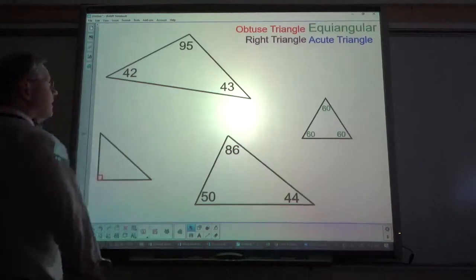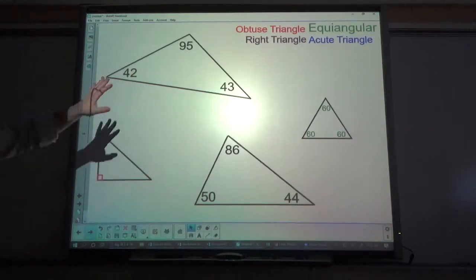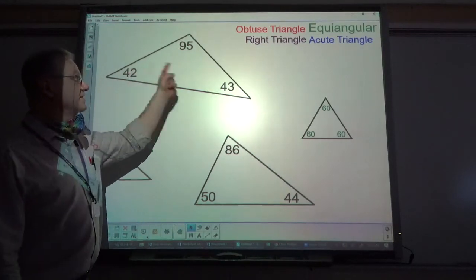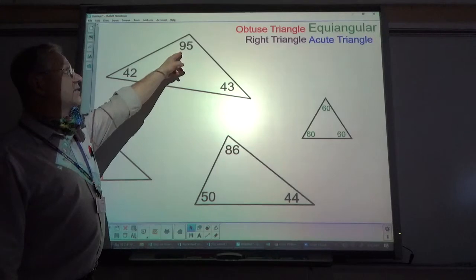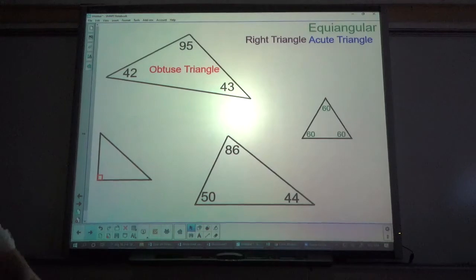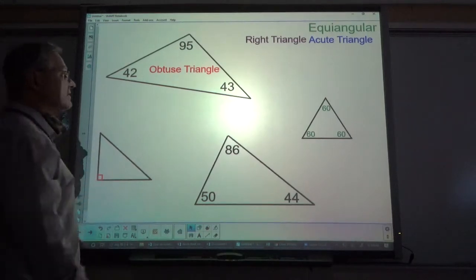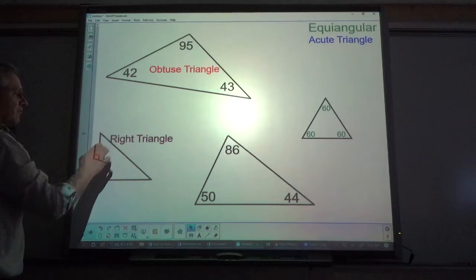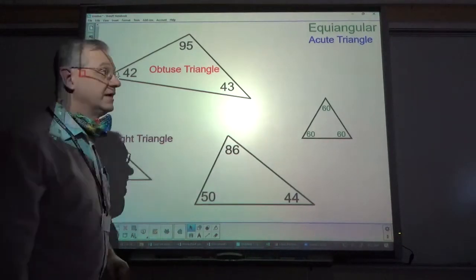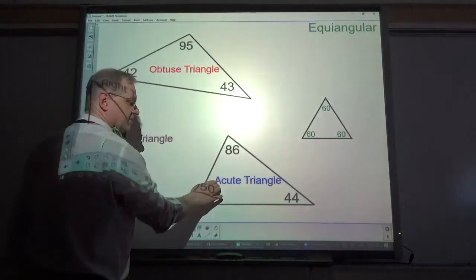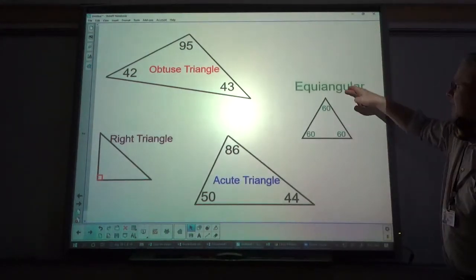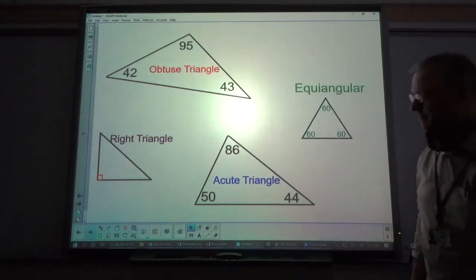All right, so here's some examples. The angles are listed. See, these are not the same. So we've got one angle that's greater than 90. That is an obtuse triangle. Here we have an angle that is 90 degrees. That is a right triangle. In this one, all of the angles are below 90 degrees, so that is an acute triangle. And finally, one where all 3 are the same, and that we call equiangular.